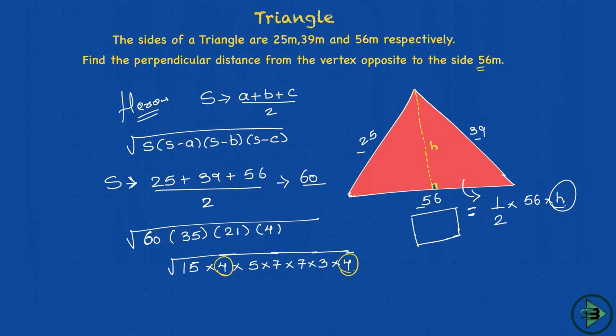2 4. So I can get 1 4 out. Because square root, this will be 4 square, and the square root of 4 square will be 4. 2 7, 7 square, so what will come out is 7. What else can I get here?